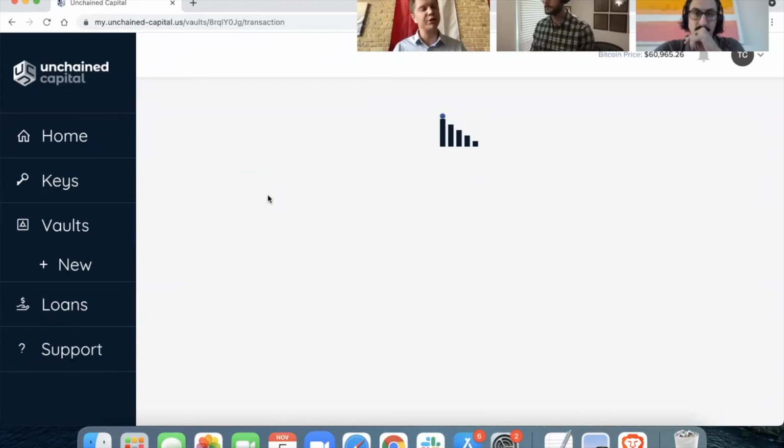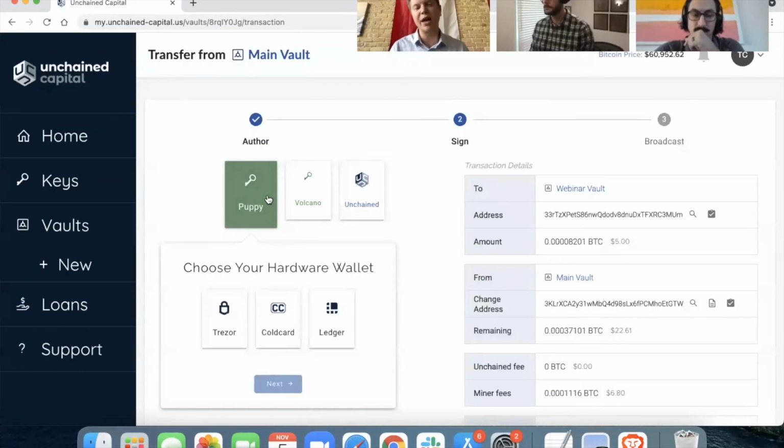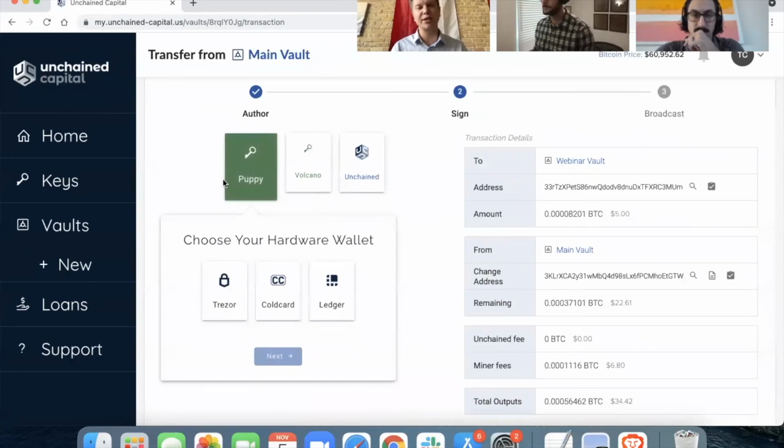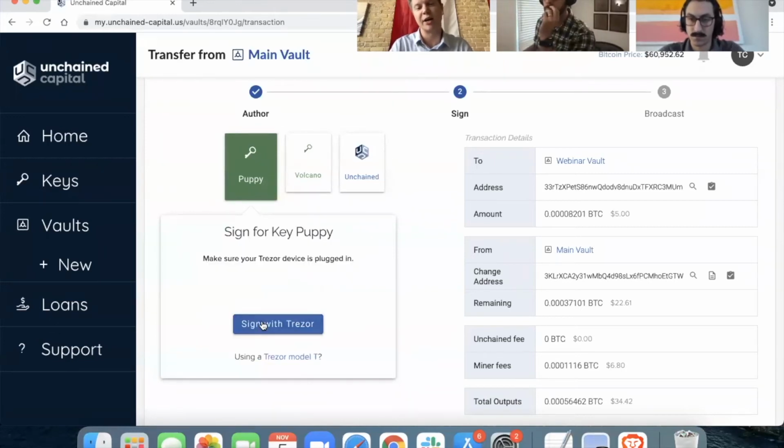But what I'm going to be able to do now is get my Puppy and Volcano devices with me here, and I'm going to actually be able to provide my signatures and send this Bitcoin over to my other vault to consolidate my UTXOs. So to do this spend, I'm going to take my Trezor Model T. I'm going to plug it in to my computer. It's going to power up, and I'm going to enter the PIN of my device. Once I have verified my PIN, I'm going to select Trezor here and then sign with Trezor.